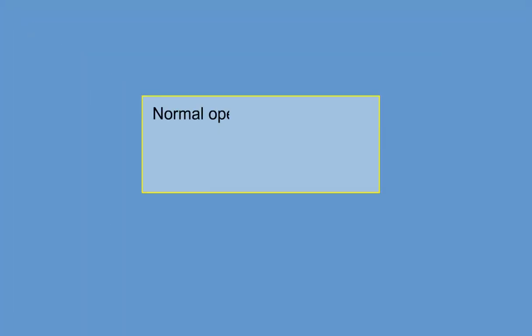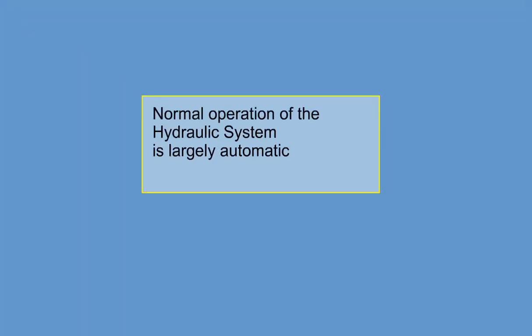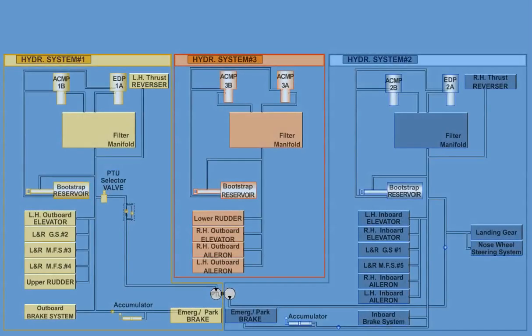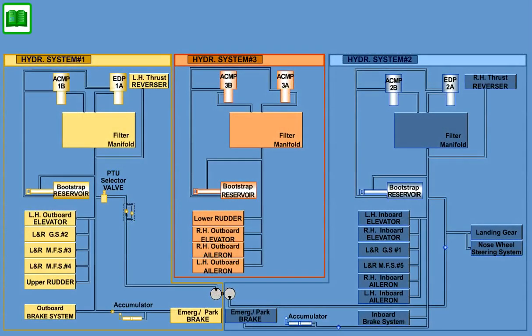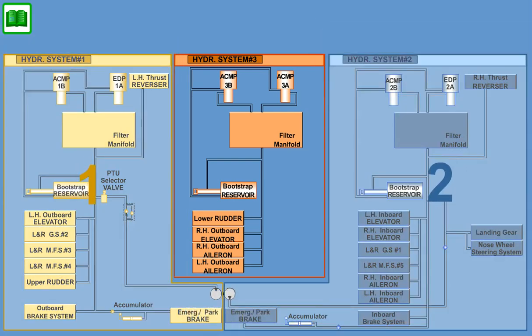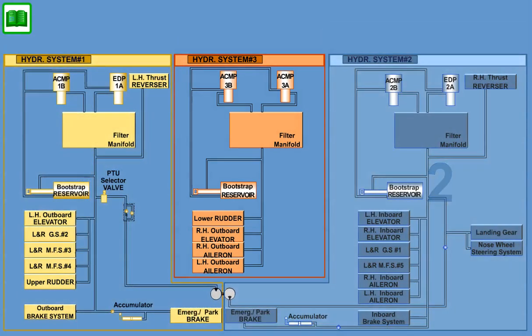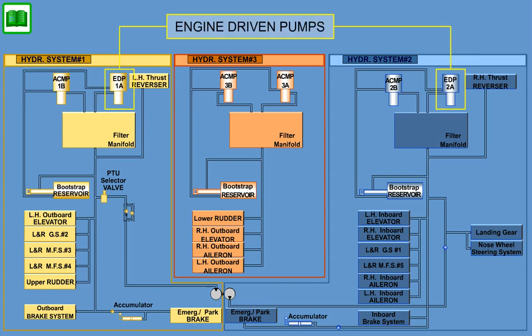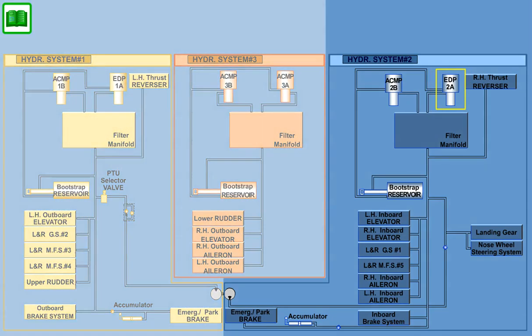The normal operation of the hydraulic system is largely automatic. Very little pilot input is required. The system architecture and control philosophy is such that it can cope with most abnormal aircraft operating conditions or hydraulic system failures without requiring pilot action. As Systems 1 and 2 have engine-driven pumps as the primary pumps, the systems will pressurize with engine start.